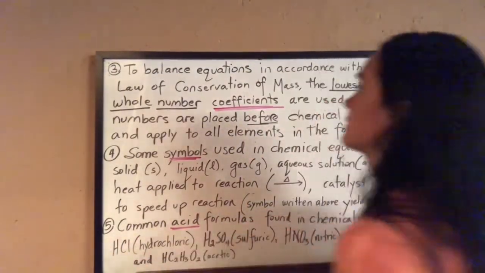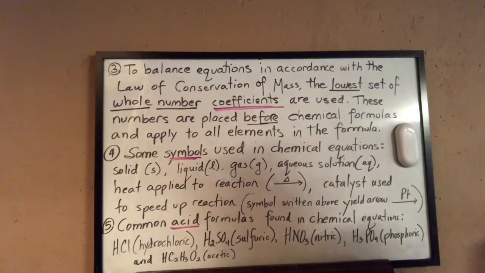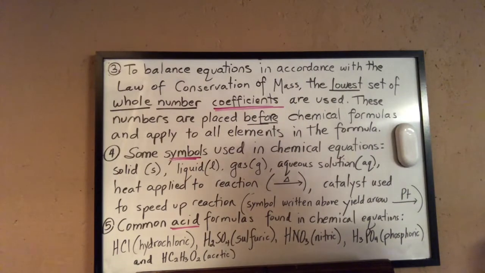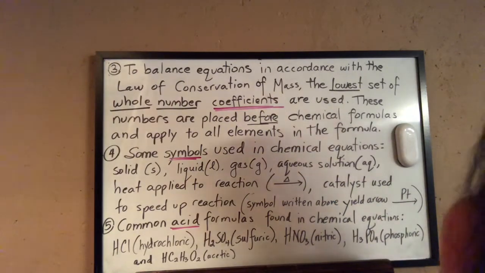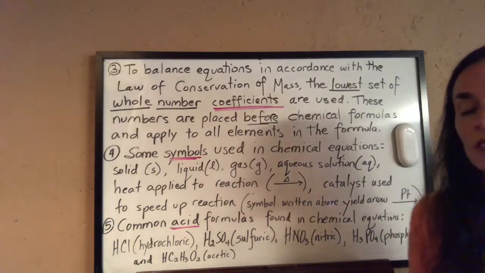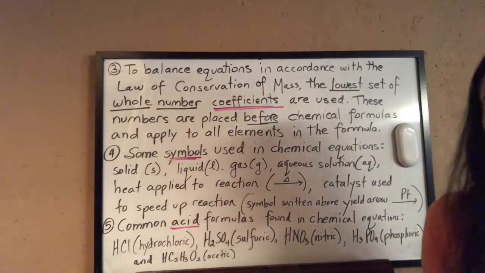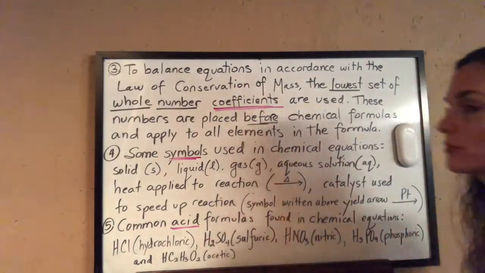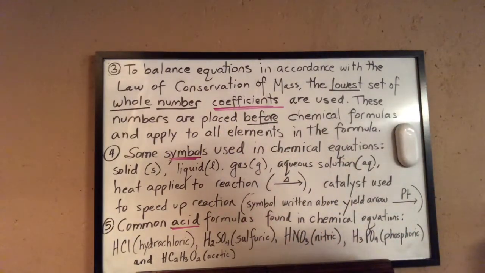To balance equations in accordance with the law of conservation of mass, we will use the lowest set of whole number coefficients. These numbers are going to be placed before the chemical formulas, and they apply to all the elements in the formula. When we start to balance equations, we will not touch the existing subscripts of the formulas of the reactants and the products. We will only use these whole number coefficients.